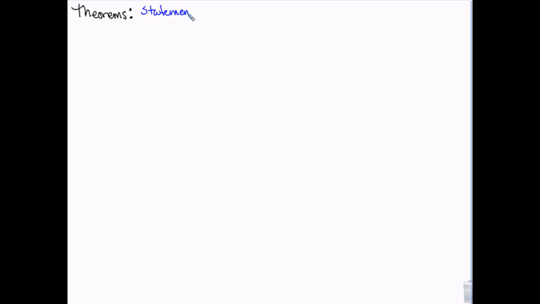Theorems are statements that have been or need to be proved. Once they've been proven, then you can use them in other proofs. But until they were originally proven, you couldn't use them. Okay, so we have the supplement theorem.